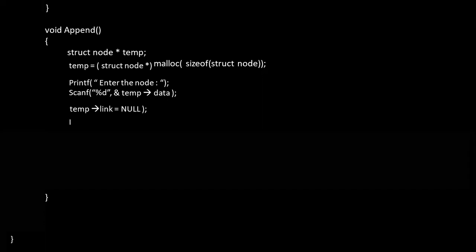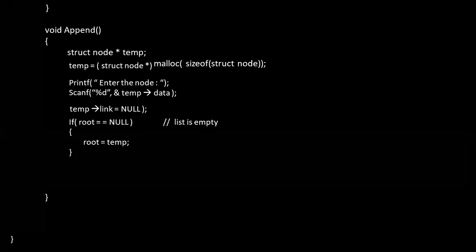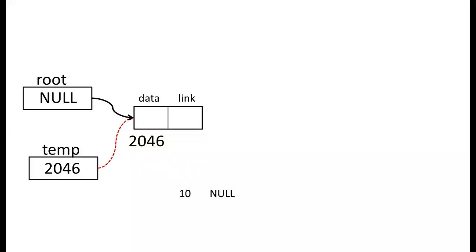So here we are checking if root is equal to null. Nothing but if the list is empty, then here we are assigning temp into the root. So now if you see here, 2046 is assigned to the root, because the temp value is 2046. So 2046 temp will be pointing to this particular node. Of course, it is the first node in the list.